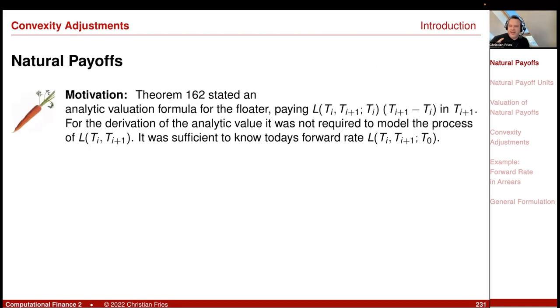As a motivation, remember what we had for a floater, so paying a floating rate. That was the first financial product where we paid something stochastic in the future. And there was the nice result that we can value this even without having a model. We can value this by just observing today's zero coupon bond prices. So we were paying the forward rate for the period from T_i to T_{i+1}, fixed at the beginning of the period, paid at the end of the period.